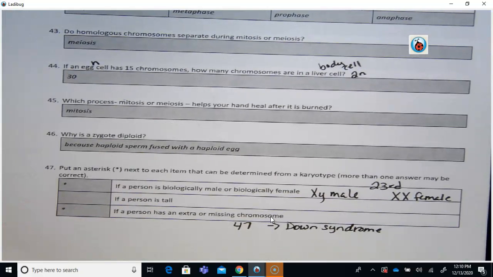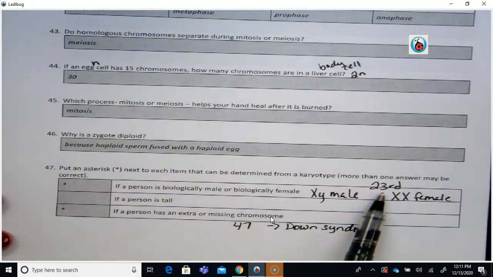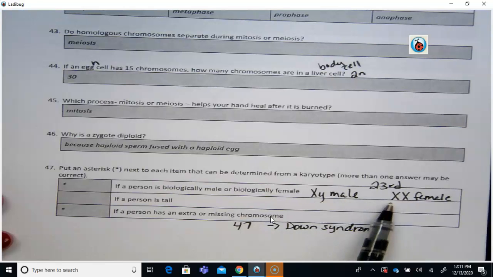Number 47, put an asterisk next to each item that can be determined from a karyotype, and there can be more than one answer is correct. You can tell the biological sex of a male and a female by looking at the 23rd pair of chromosomes. If it's an XY, it is a male. If there's two X sex chromosomes, it is a female.